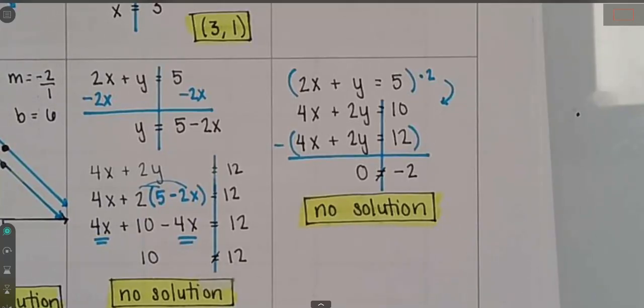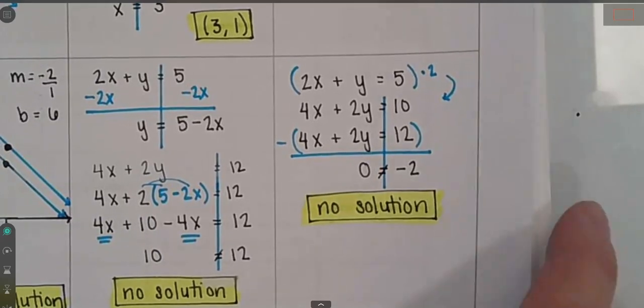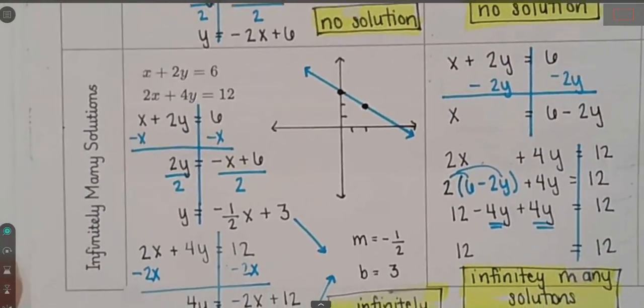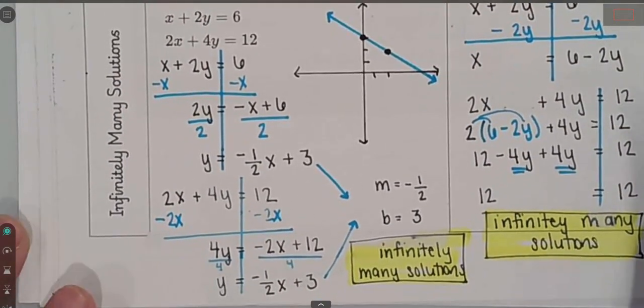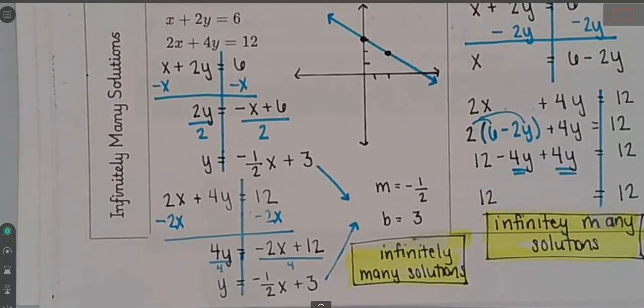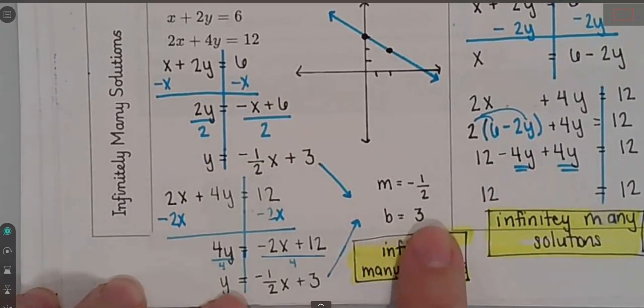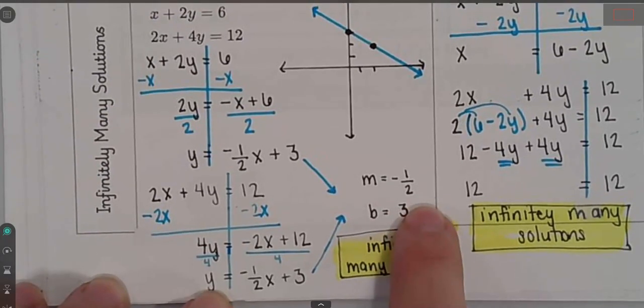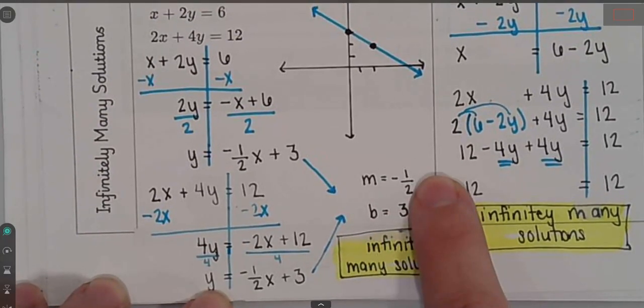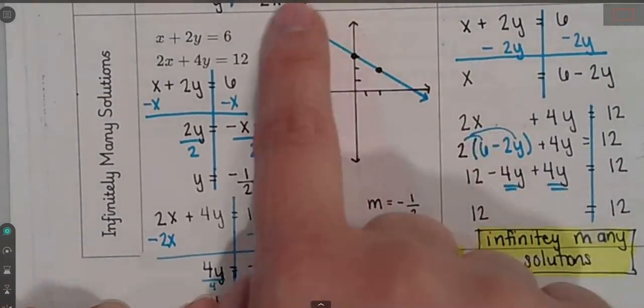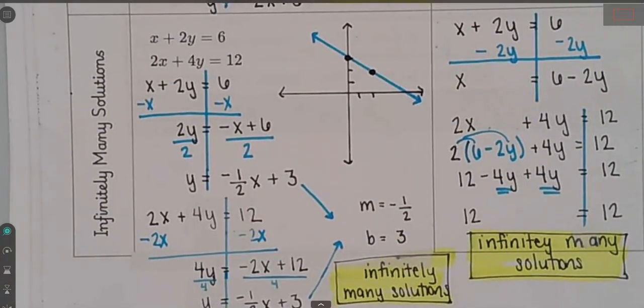Okay, does anyone need more time with this box? Okay. Let's talk about infinitely many solutions. Okay, ladies. You graph all of these the exact same way. You put it in slope-intercept form, find B, find M, and then graph it. In this case, you're going to get the same M and B for both of them. Both of them have an M of negative 1/2 and a B of 3, which means when you graph it, they are the exact same line.